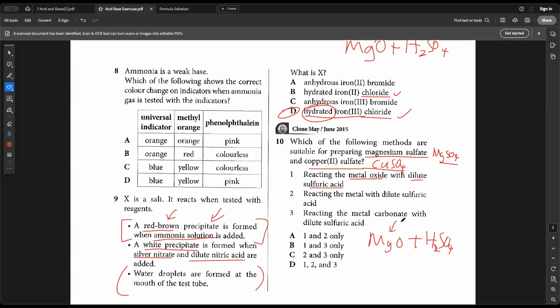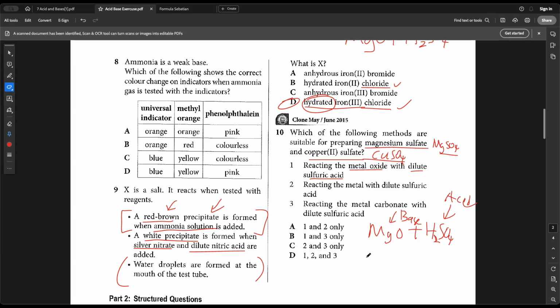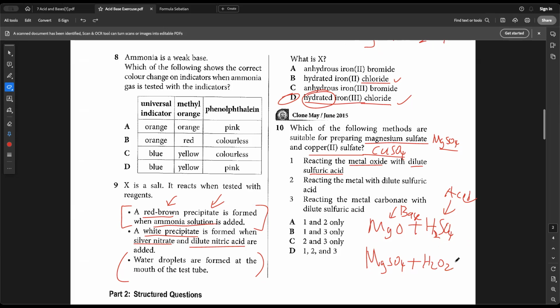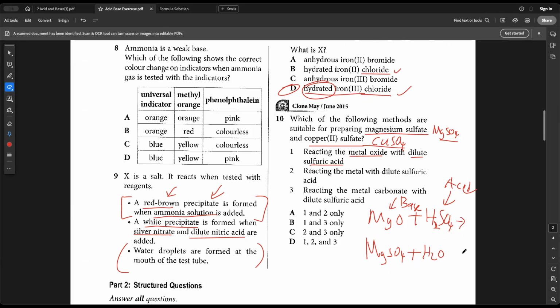Because this is a base, and this is an acid. Yes, good. This is a base, this is an acid, so obviously it will form the salt, which in this case is MgSO4, plus water, H2O. Very good.